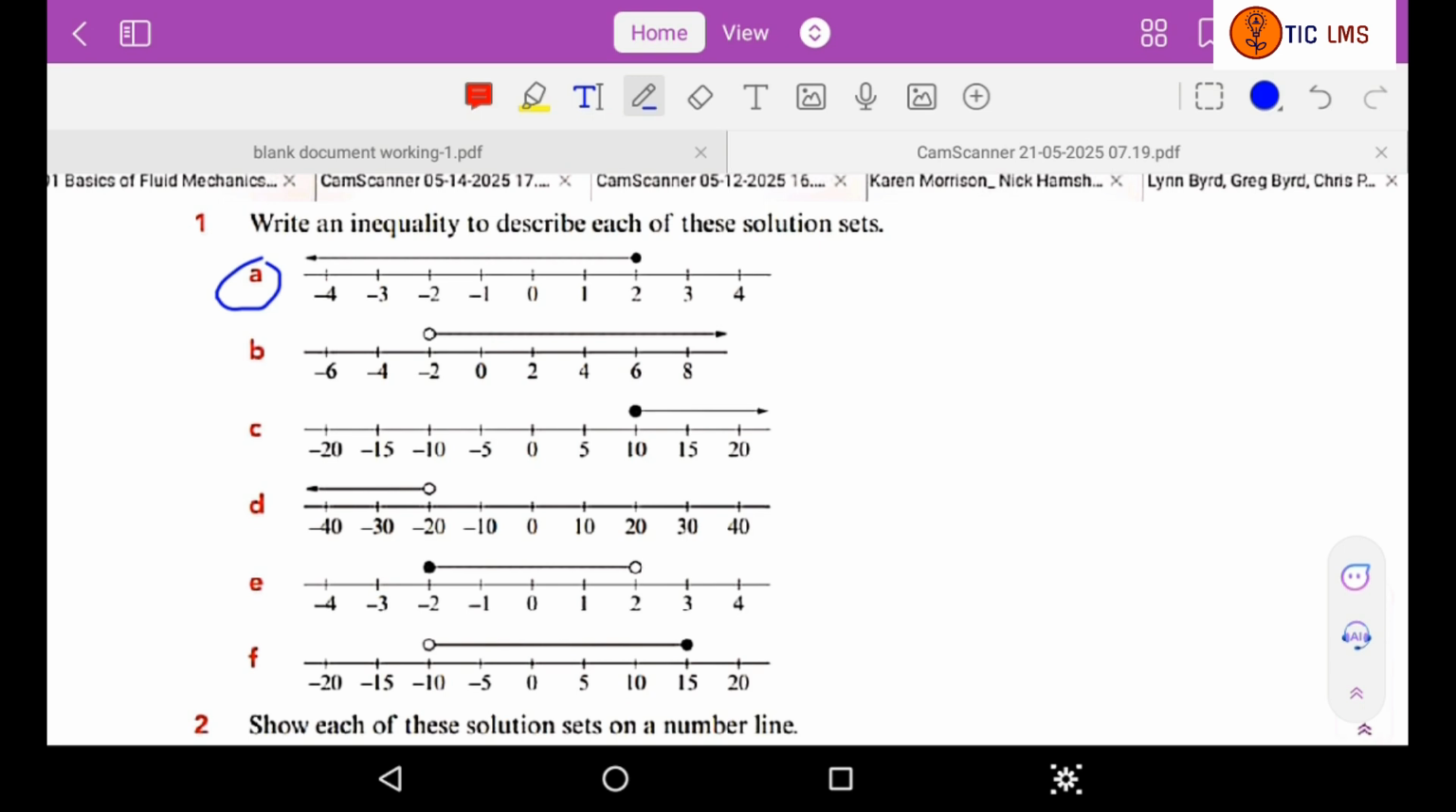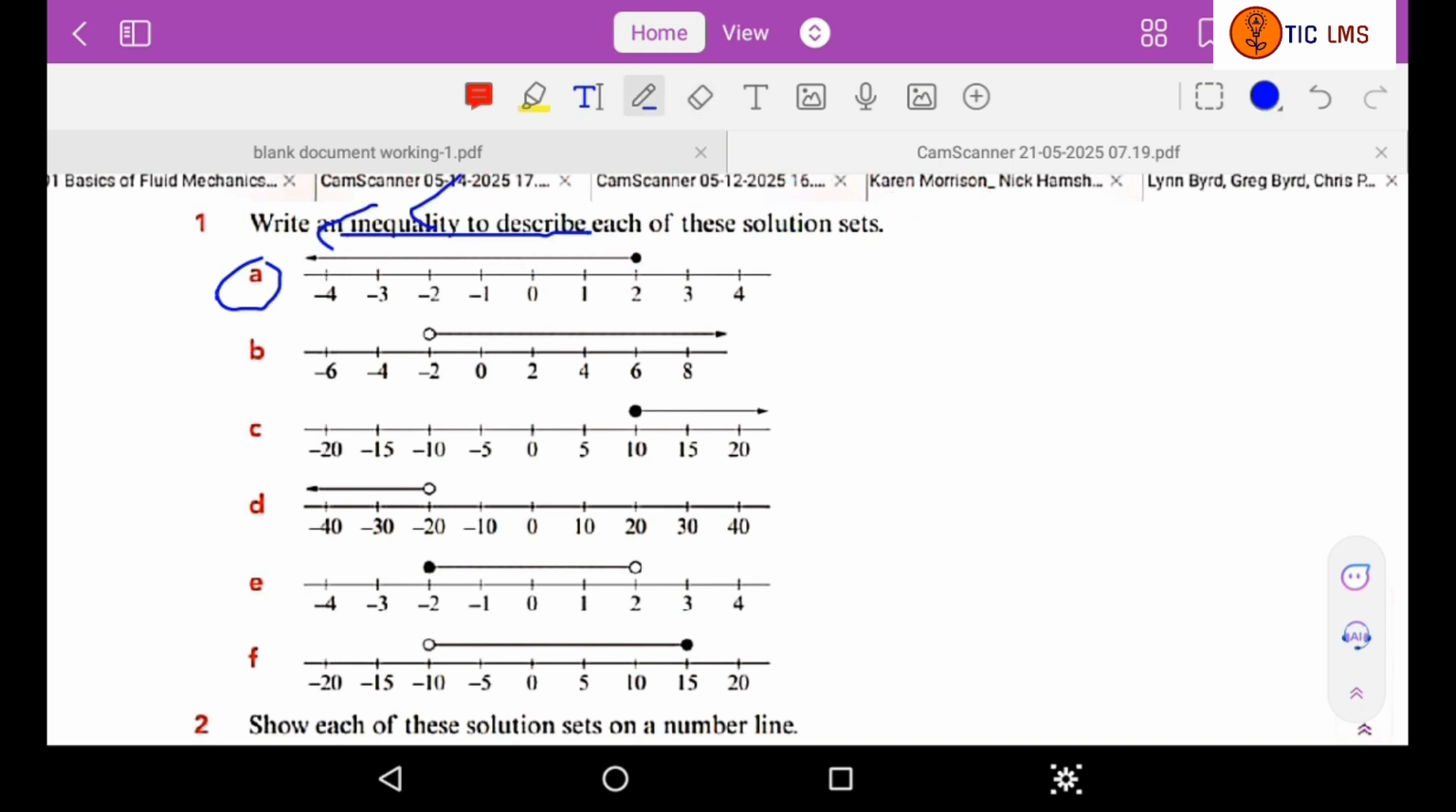Now, the first one here, we have this circle which is shaded, and then we have an arrow that moves to the left. So what does this mean? The fact that the arrow moves to the left means that it is less than, okay? But when the arrow moves from the dot or from the circle to the right, that shows greater than. So in this first one, it is going to the left.